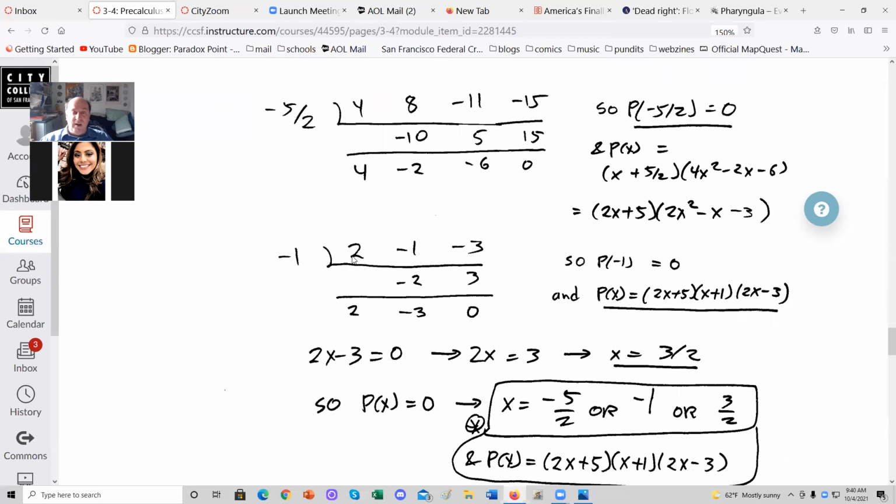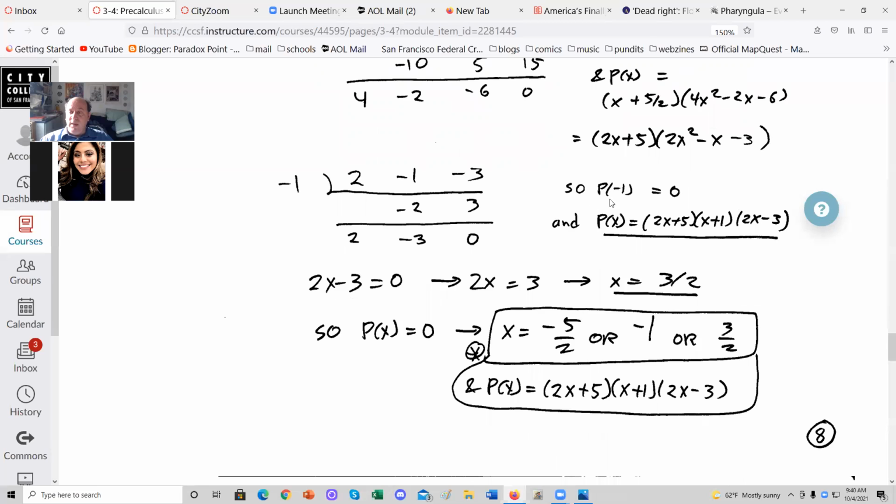Let's try negative 1. 2, negative 1, negative 3. After the appropriate adding and subtracting, we get a 0. P at negative 1 is 0. So P of x is this 2x plus 5, factor out an x plus 1 to accommodate for this, and times 2x minus 3 from here.